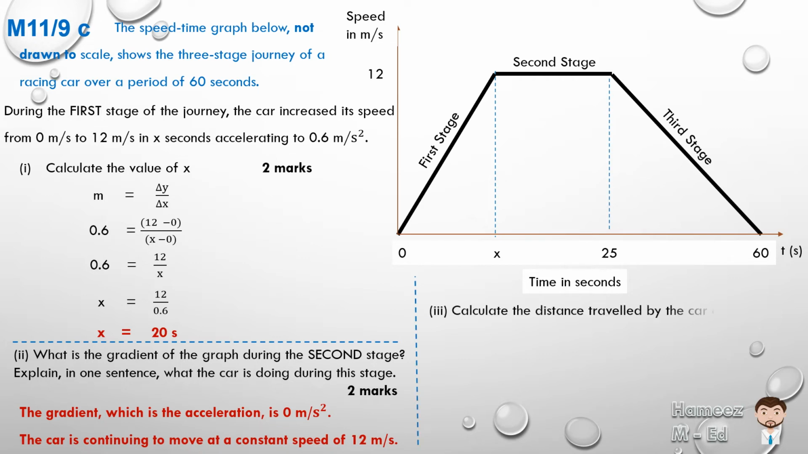Part 3, calculate the distance traveled by the car on the third stage of the journey. And if we recall, in a speed-time graph, the distance traveled is the area under the graph. So if we look at the third stage, we want to find the area of that triangle. A half base times height, S3 is equal to a half times 60 minus 25, that's the base, times the height, which is 12. And we know a half of 12 is 6. 60 minus 25 is 35, 6 times 35. So the distance is 210 meters. And that's the distance traveled in the third stage of this journey.